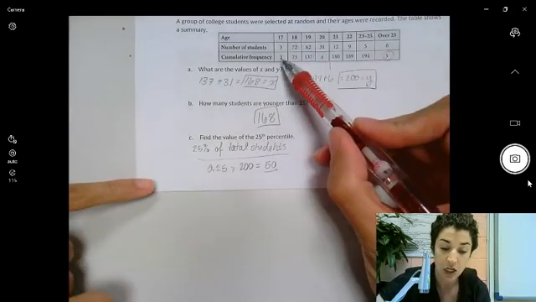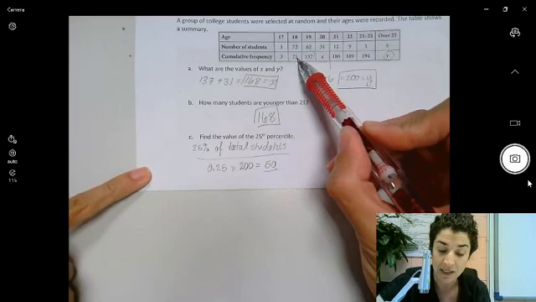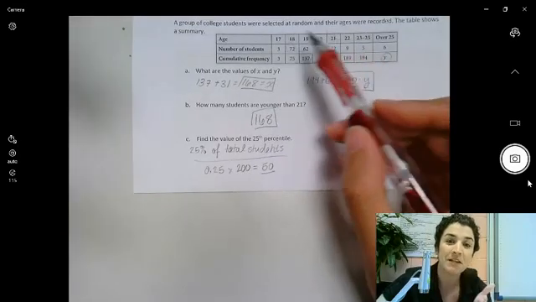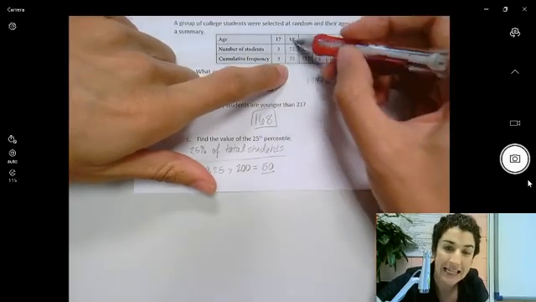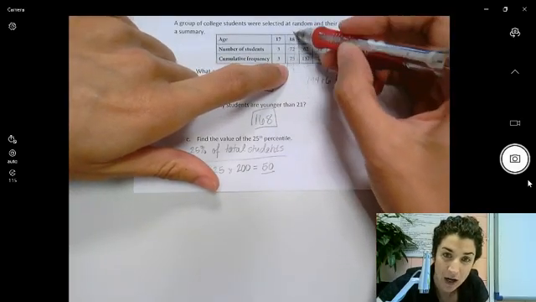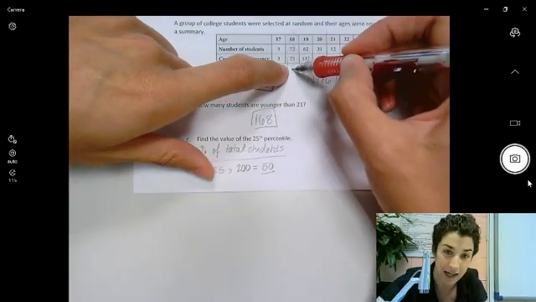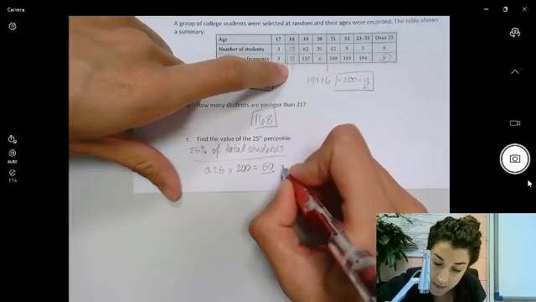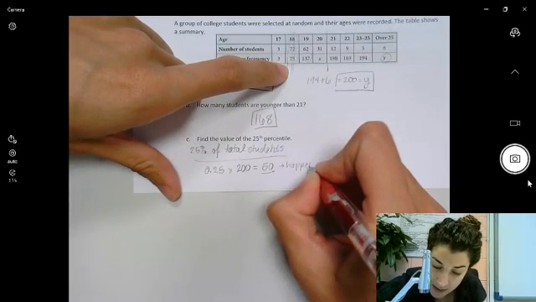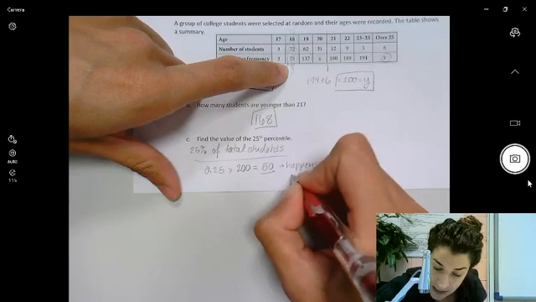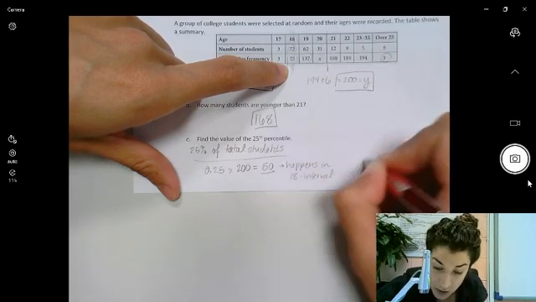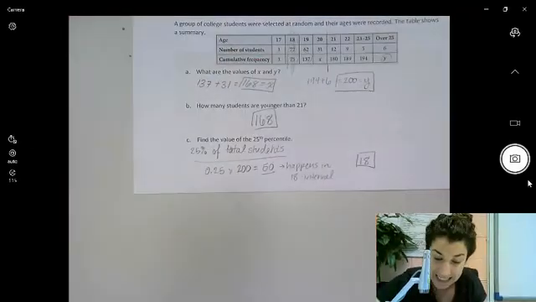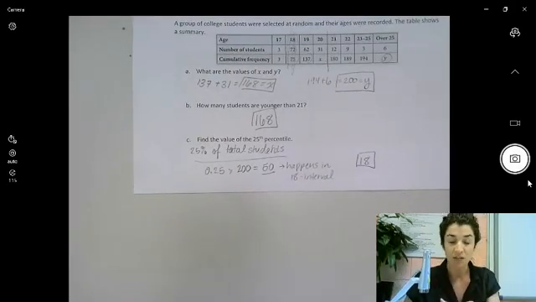Looking at your cumulative frequency, you start with 3 and then you jump to 75, which means that my 50th student happened in this interval, which means in this interval is where my 25th percentile lies. So 50th student happens in 18 interval, which means that the answer is 18. Find the value of the 25th percentile.